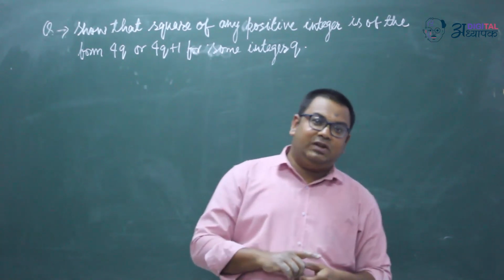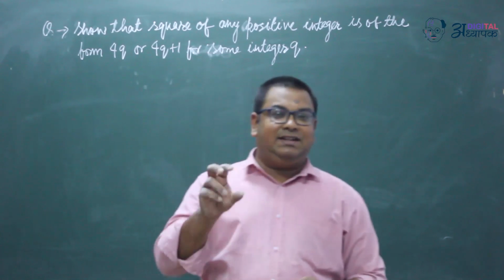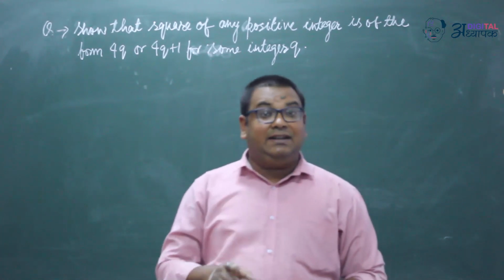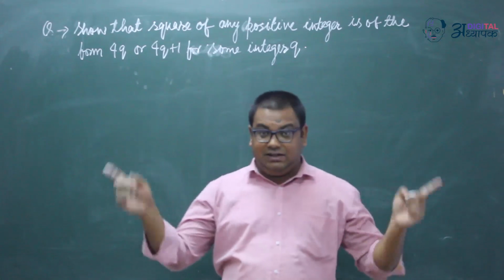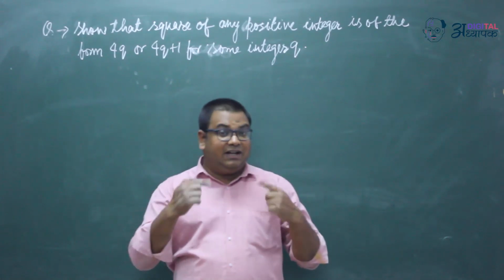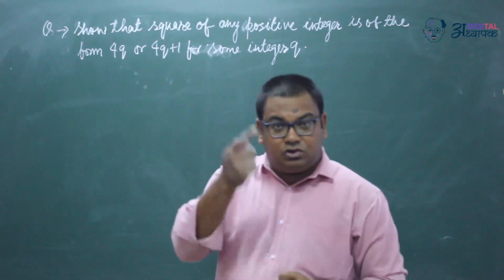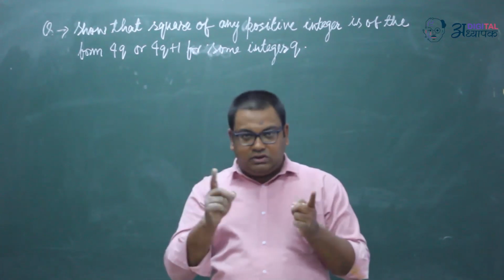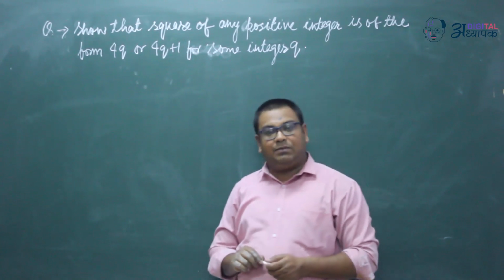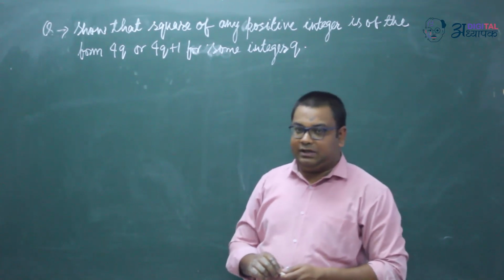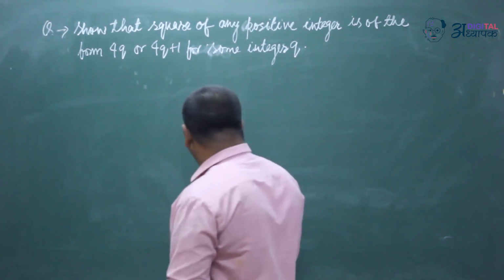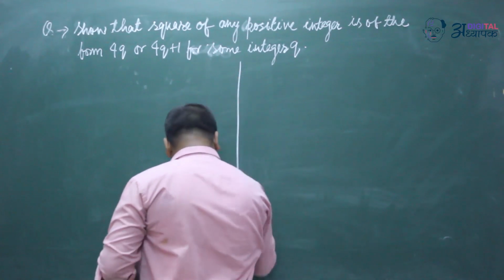The same question could have been solved using 4 as a divisor also, but in that case the question would have become lengthy and you would have had to show 4 different cases. But if we take the divisor as 2, the question becomes shorter and your work gets completed in just 2 cases. So let us start. Let me divide the board.